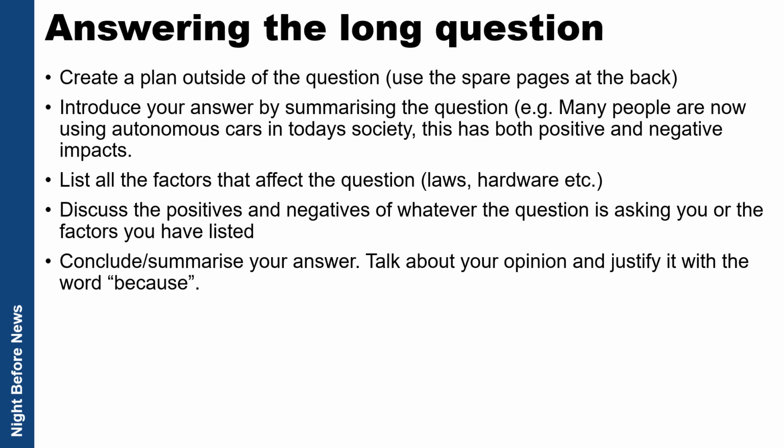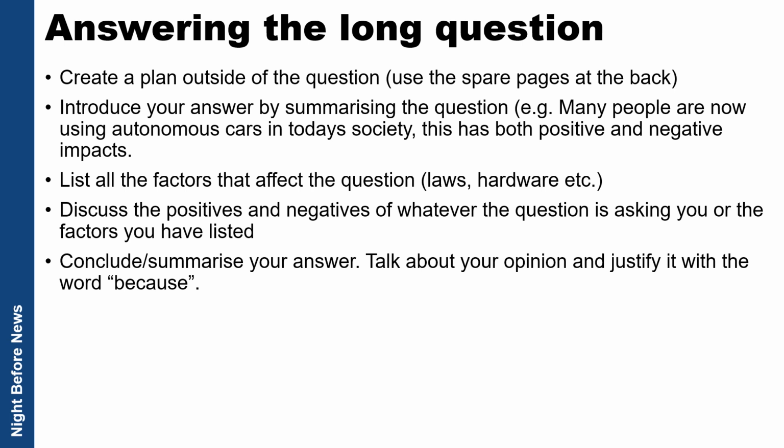I'd suggest that you always start with an introduction that summarises the question. So if the question was about something to do with autonomous vehicles, I've put an answer here like many people are now using autonomous cars in today's society. This has both positive and negative impacts, and then you're in with your discussion. Make sure you also list all the factors that affect the question. So if it was about autonomous cars, I might list some laws that are problematic. I might talk about possibly the hardware or the robustness of cars and how they protect people. So make sure you list factors that affect the question you're being asked.